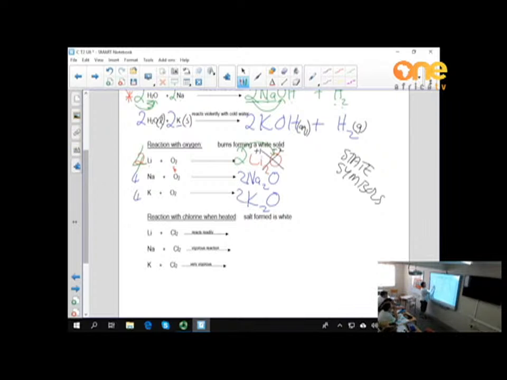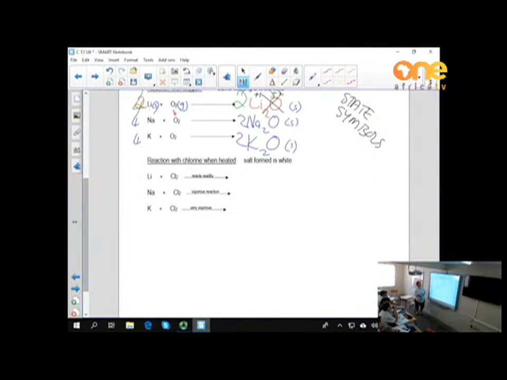State symbols: the metals will be solid. The oxygen is a gas. Now this thing is a solid. We're not working in a watery medium. It might be water soluble, but we aren't working in a watery medium. So salts are solids. And that's a salt, a metal and a non-metal. So they would all be solids. All right. Next one.